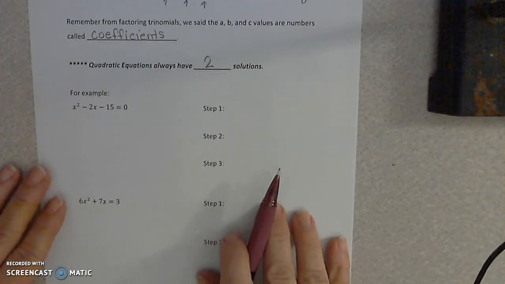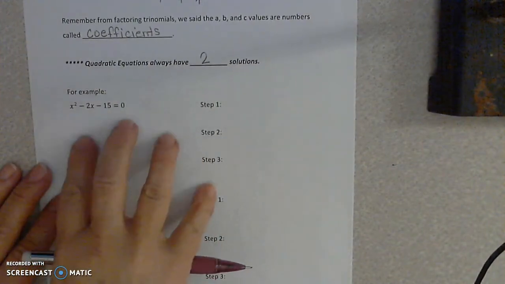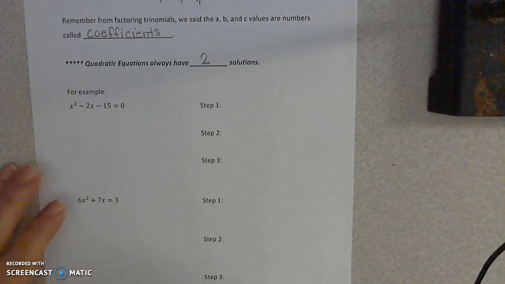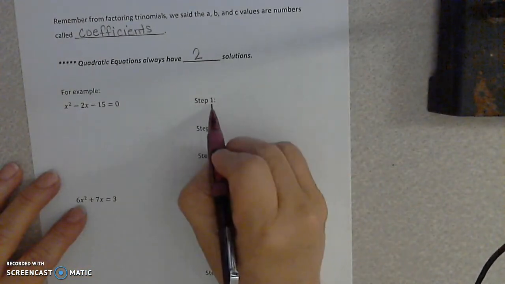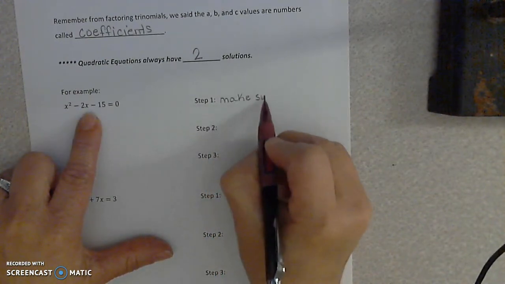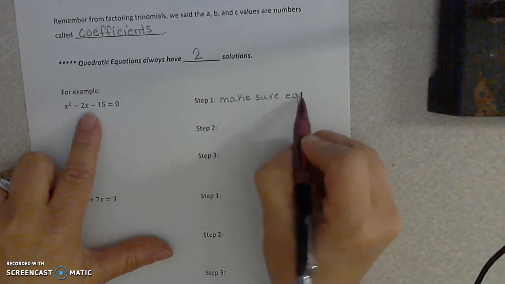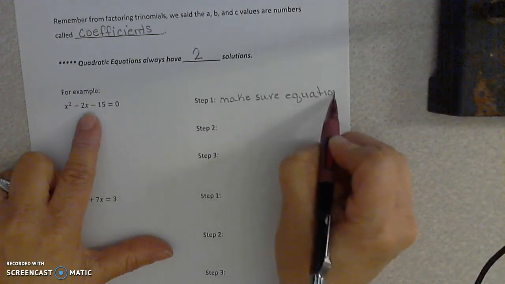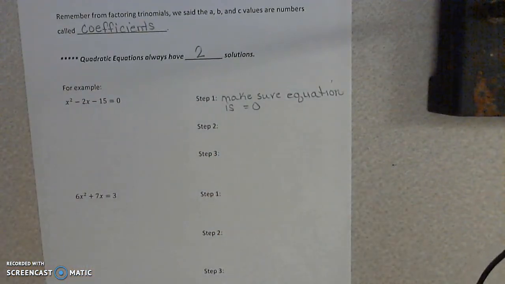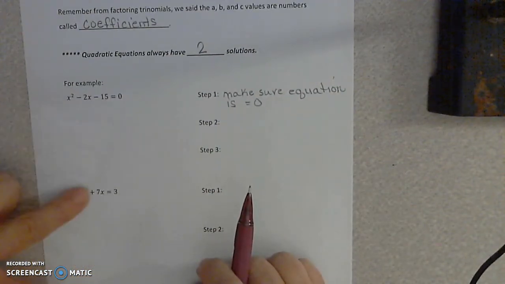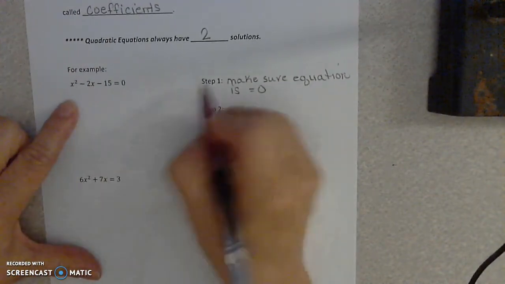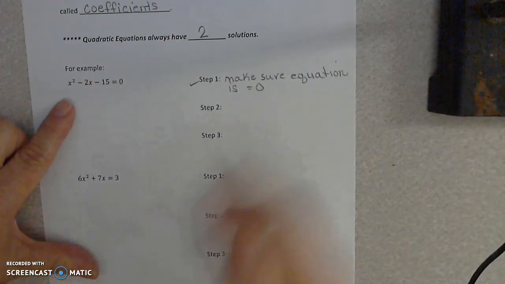All right, so let's do this. To solve a quadratic equation, you're going to do just what we've been doing in class. You're going to factor. Step 1, though, says make sure the equation is equal to 0. Make sure it's equal to 0 every time. You notice this one is, this one isn't, so we'll have to do something here. So it is, check, this is equal to 0.